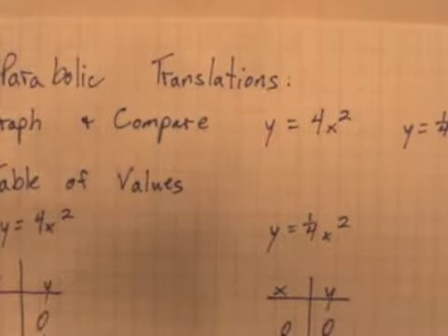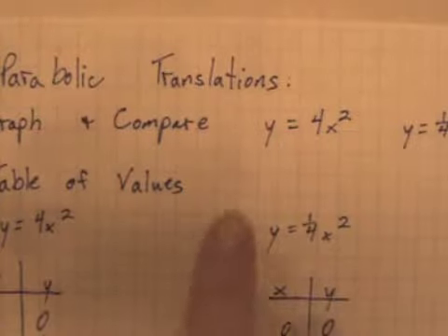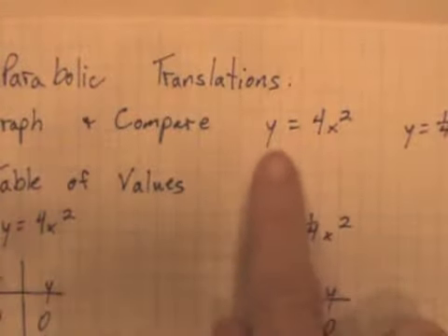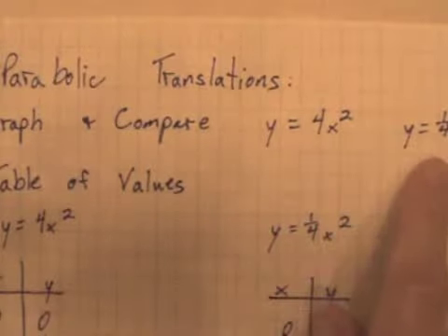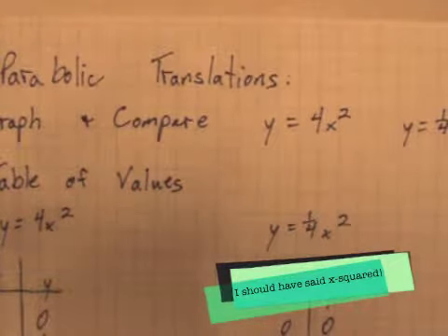So what I want to do with this video is start working on parabolic translations a little bit. We're going to figure out what the a and the b and the c in the quadratic formula do. So I want you to start with this. Would you please graph y equals 4x squared and y equals 1/4 x squared. How are you going to do that, you ask?